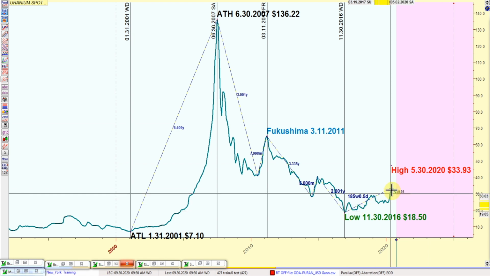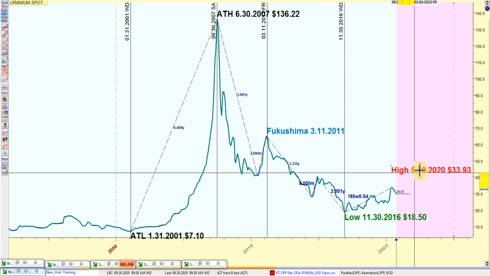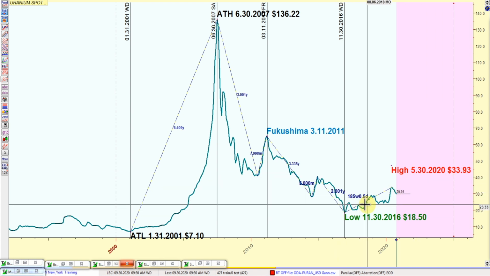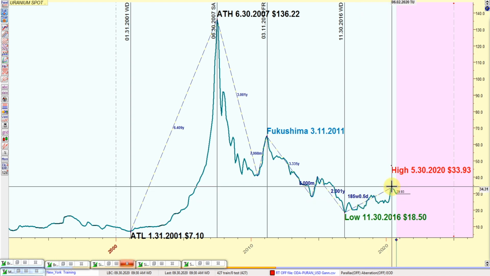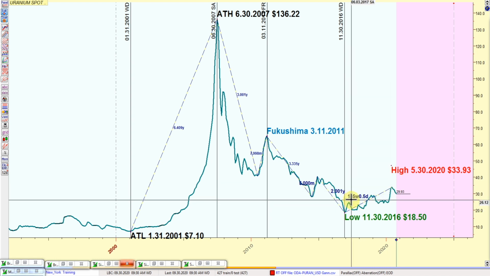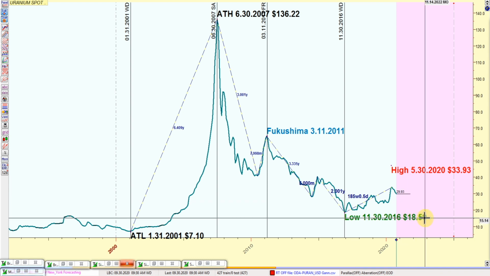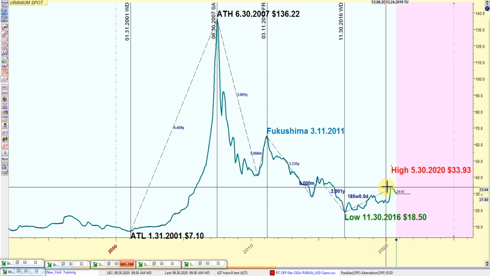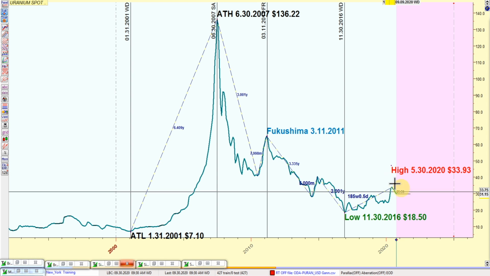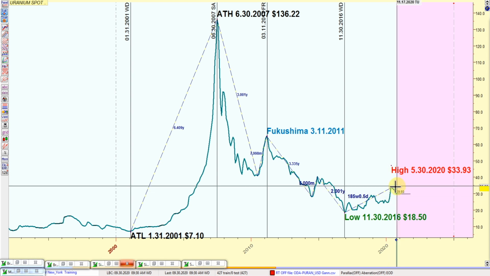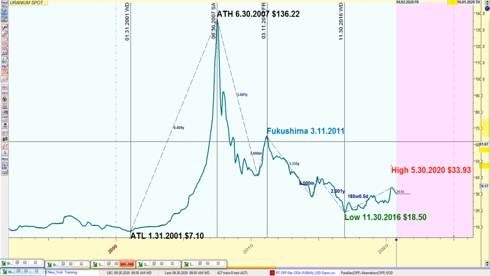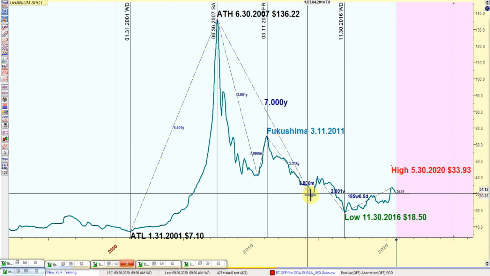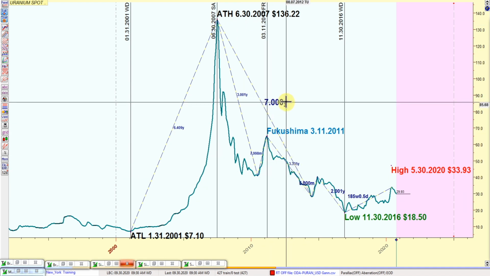From this low to our recent high of May 30th of $33.93 took 185 weeks to get to that high. Does that number look familiar? 1850. Gann says that when price and time meet together, there's a possible change in trend. From the all-time high to this low right here, 7-year cycle.